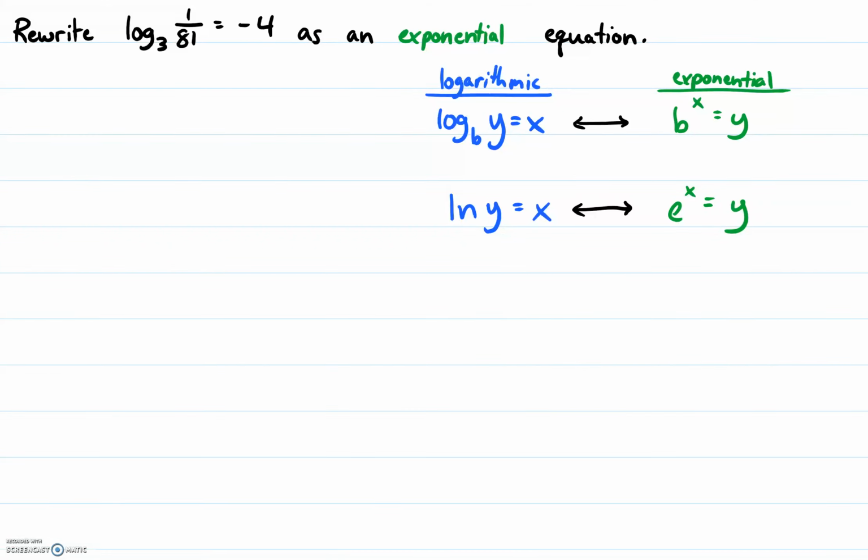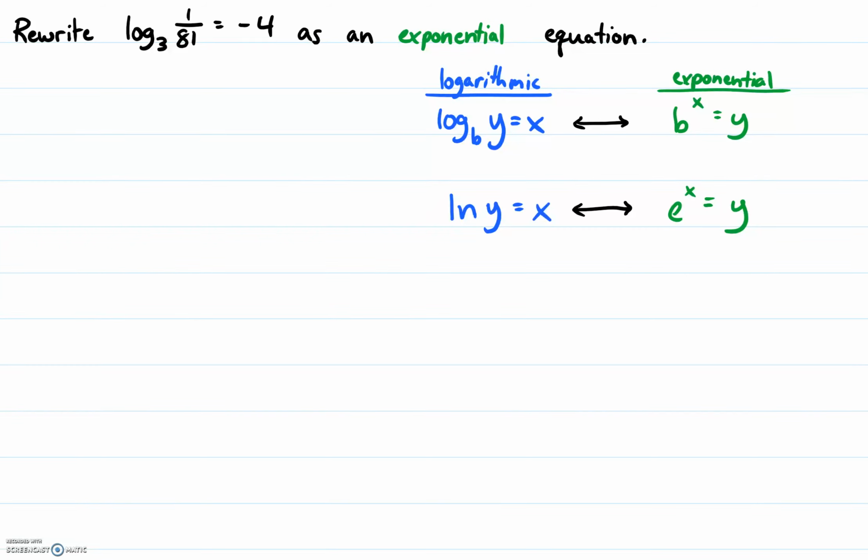In this video, we're going to rewrite log base 3 of 1 over 81 equals negative 4 in its exponential form, or as an exponential equation. And to do this, we're going to use what you see on the right-hand side of your screen. You can see the logarithmic forms of equations, log base b of y equals x and ln y equals x. And you can see a little double arrow, and what that means is the logarithmic form of that equation is really equivalent to the exponential form that you see in green.